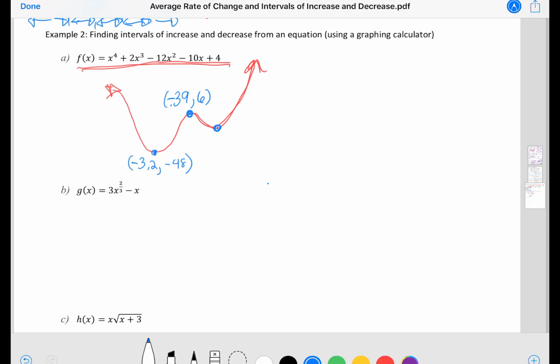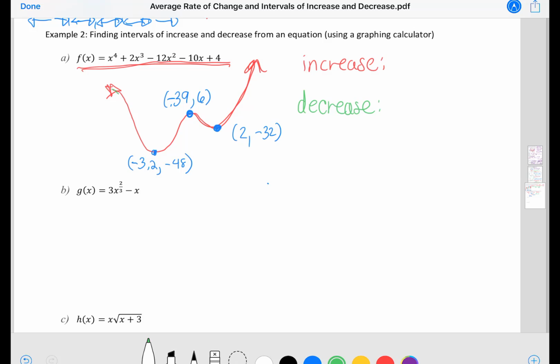And then this point right here, which is a local minimum, is going to be the point (2, -32). Okay, so when I write down my intervals of increase and decrease, let's do increase in red, and let's do decrease in green. So when I trace the graph left to right, when I'm going down, it's decreasing. When I'm going up, it's increasing.